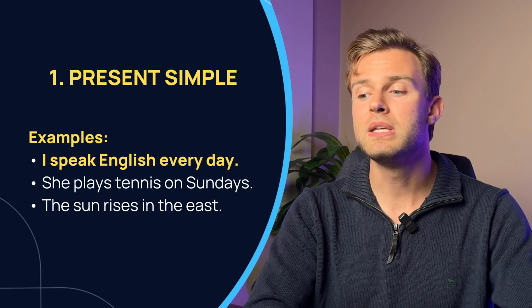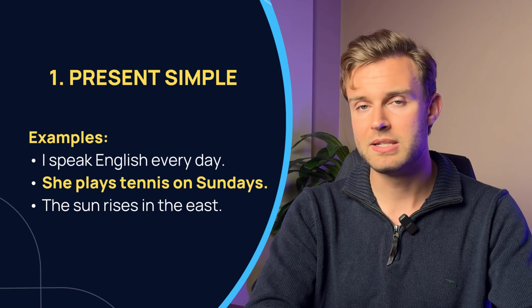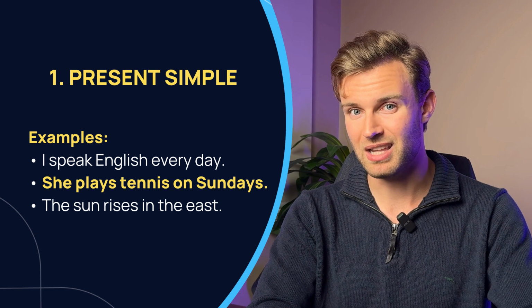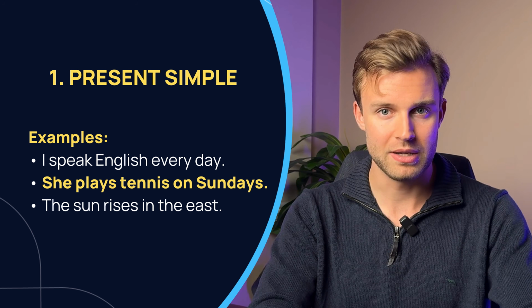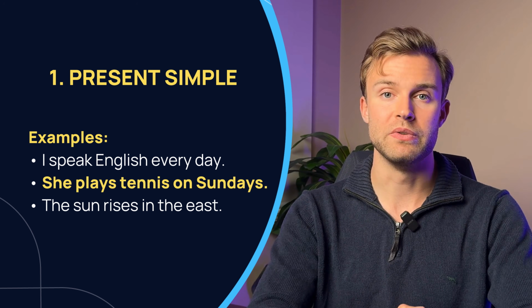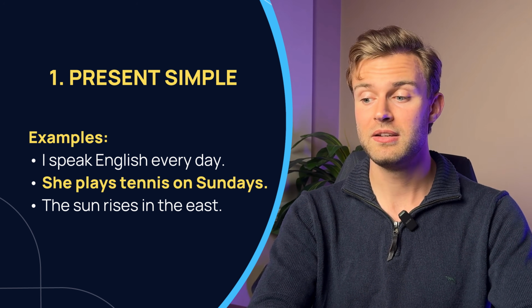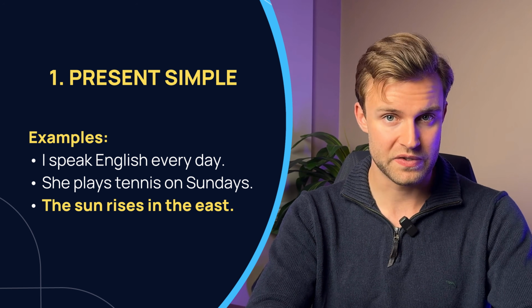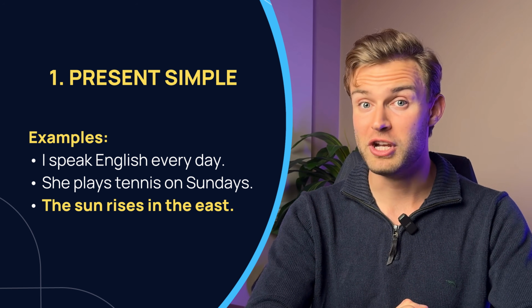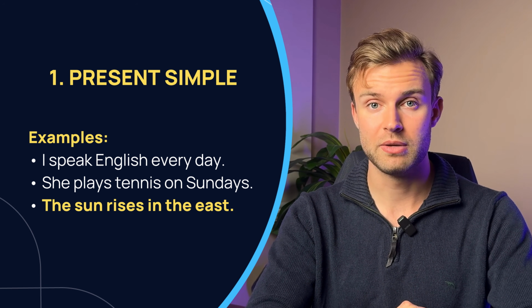For example, I speak English every day. She plays tennis on Sundays. That's something that happens regularly. It's a habit. It happens every Sunday. So we would use the present simple. She plays tennis on Sundays. And lastly, the sun rises in the east. This is a fact. It's a general truth. So we use the present simple.